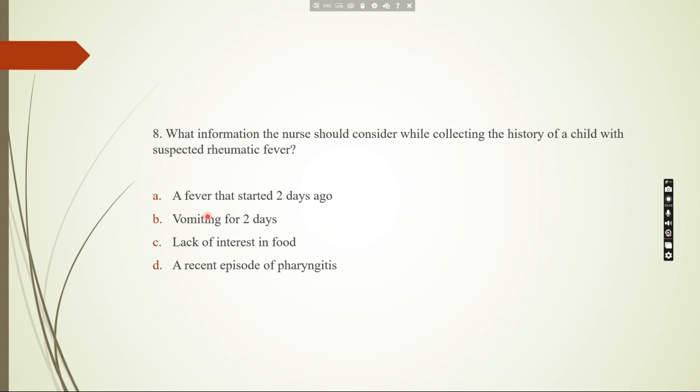The next question, what information should the nurse consider while collecting the history of a child with suspected rheumatic fever? The options are a fever that started 2 days ago, vomiting for 2 days, lack of interest in food, a recent episode of pharyngitis. The right answer is a recent episode of pharyngitis, because rheumatic fever is caused by a bacterial infection, streptococci. Pharyngitis is also an infection caused by streptococci.